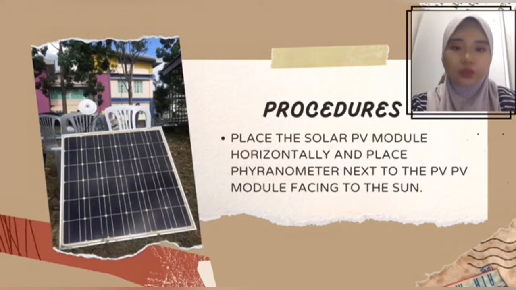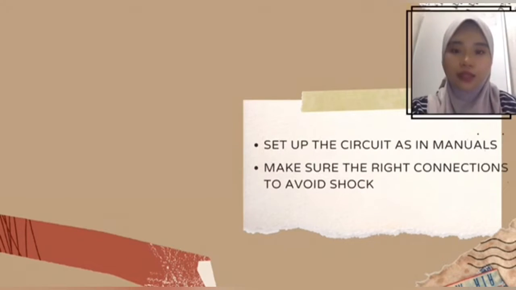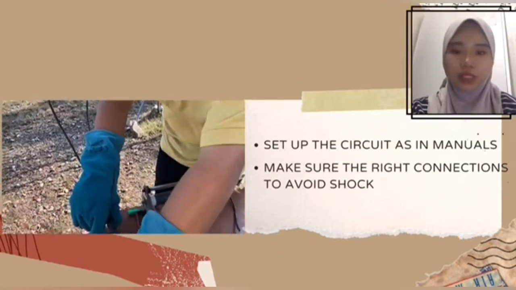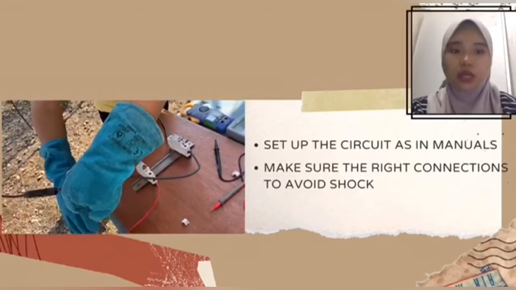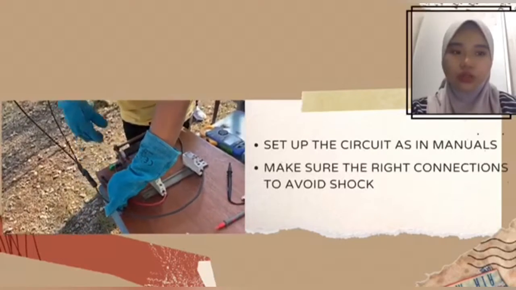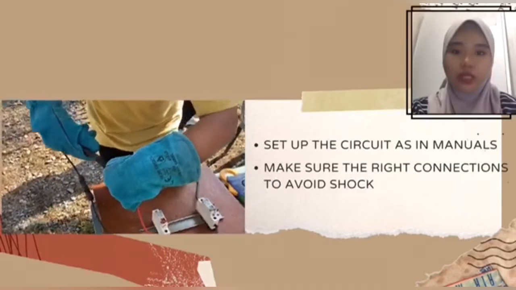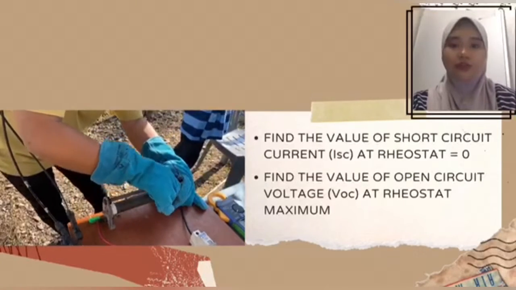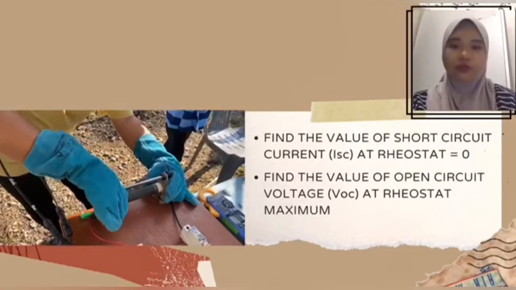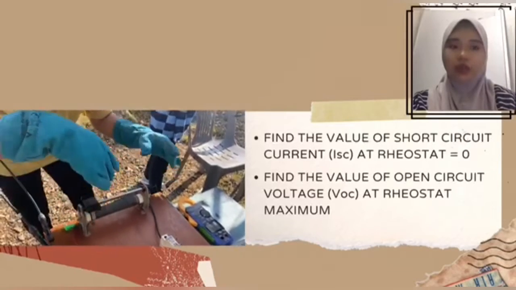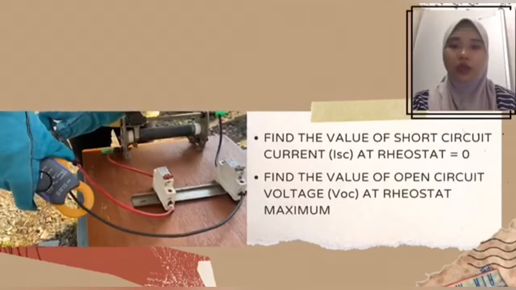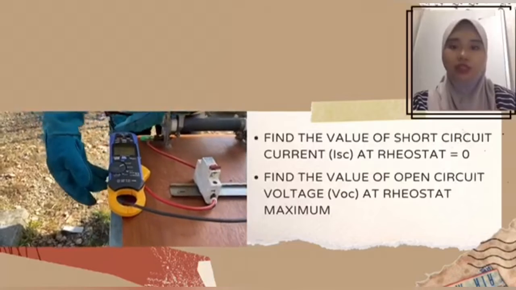So first, we place the solar PV module horizontally and place the pyranometer next to the PV module facing the sun. Next, we have to set up the circuit as in the manual. And then, we have to make sure that the right connections have been made to avoid electrical shock. After the right connection has been made, firstly, we find the value of the short circuit current where the rheostat is at 0.